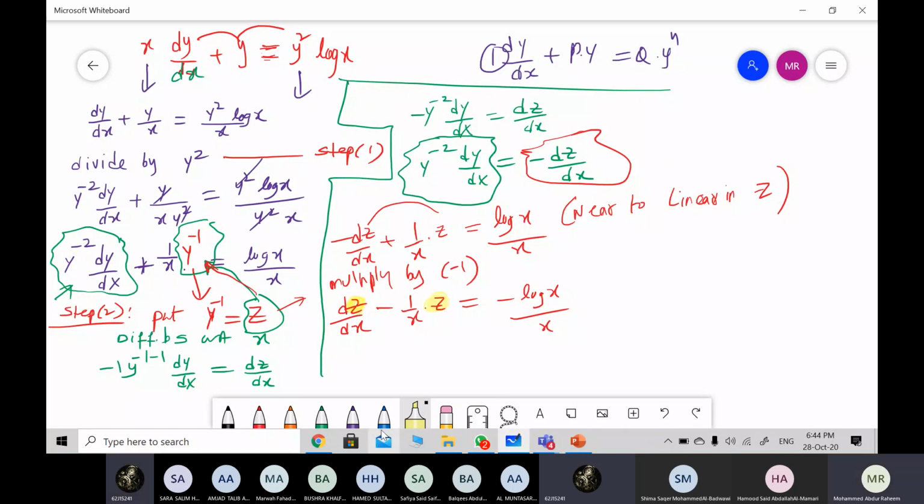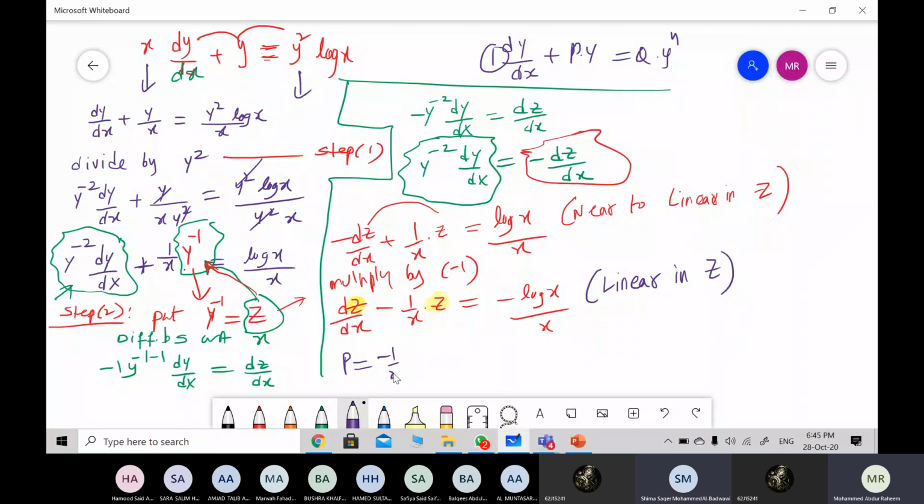Now linear in z, what to do now? P how much? Minus 1 over x, yes. Q how much? Minus log x by x.